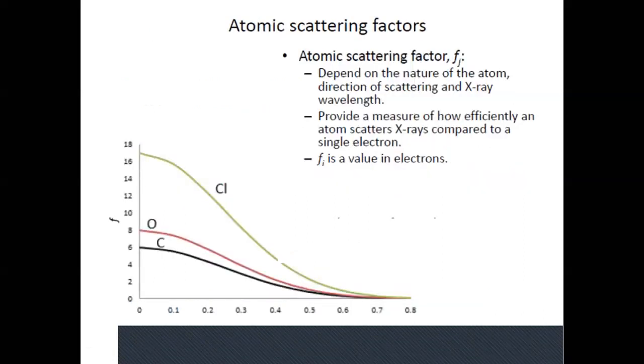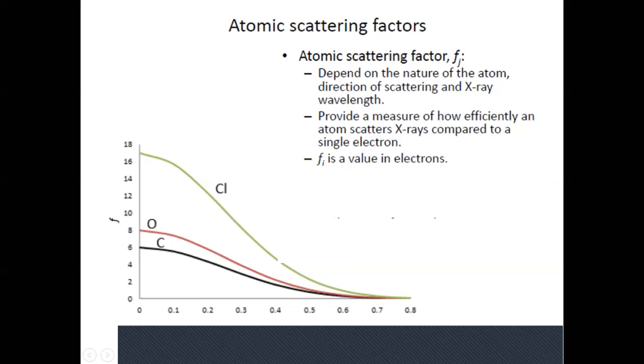So now this atomic scattering factor is important because it depends on the type of atom you're using, the direction of the scattering of X-rays, and also the wavelength of X-rays you're using, because that will affect the scattering potential of the atoms. And this provides a way of telling you how efficiently atoms will scatter electrons compared to a single electron. So the F is a value in electrons.